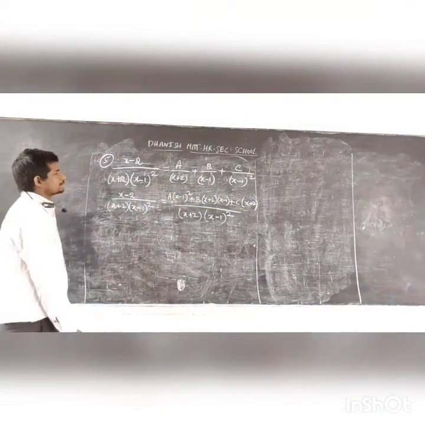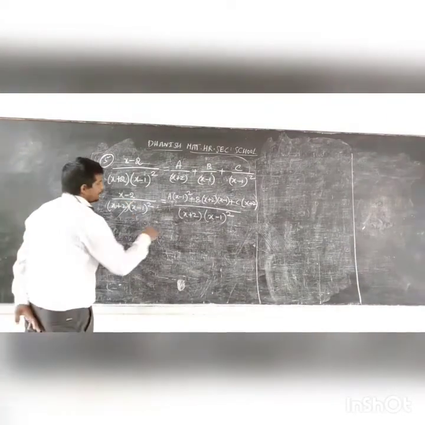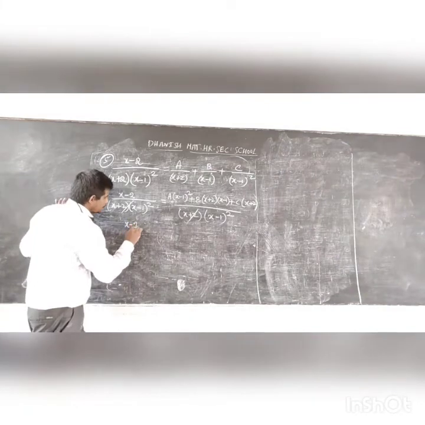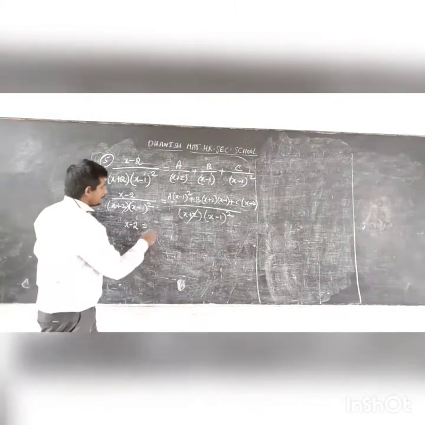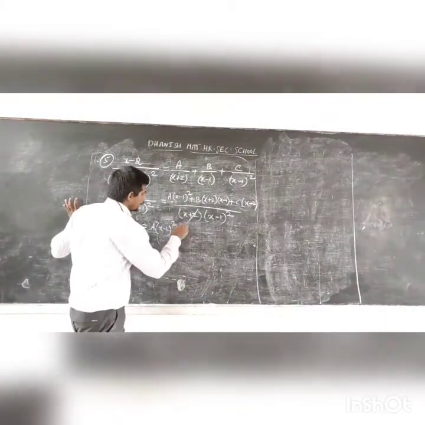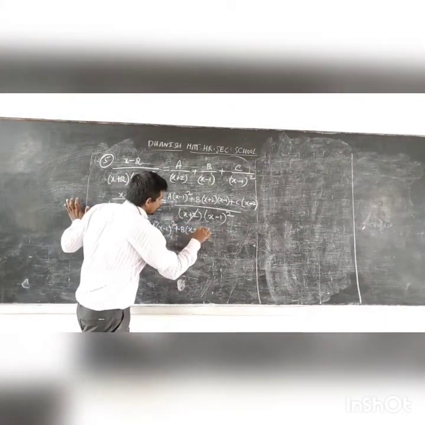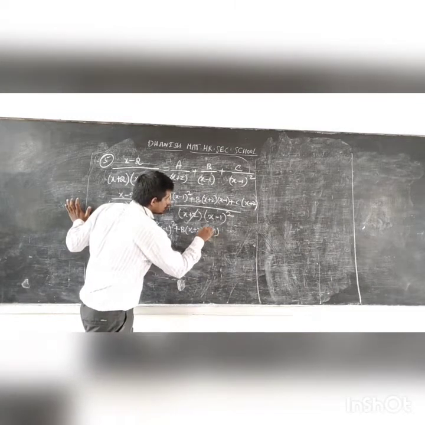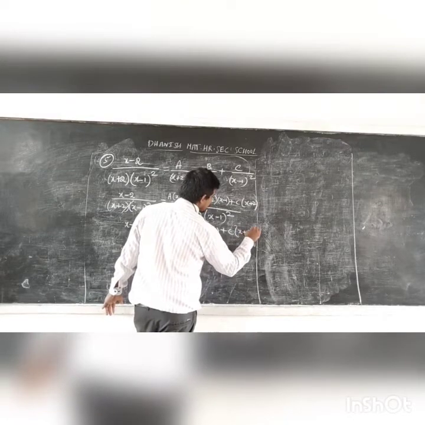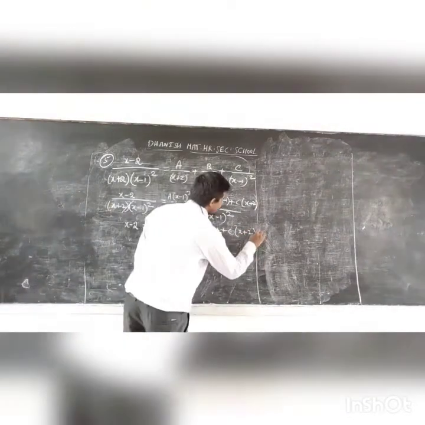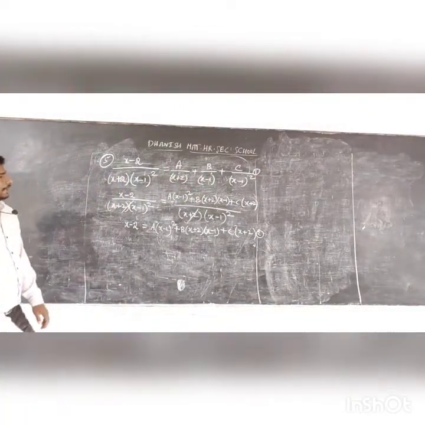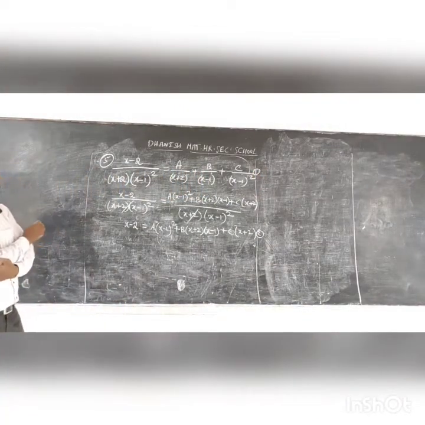Now these two denominators will get cancelled. So what is remaining? X minus 2 equal to A into x minus 1 whole square plus B into x plus 2 into x minus 1 plus C into x plus 2. We can consider this as equation number 2. We can consider this as equation number 1. Now we can find C.